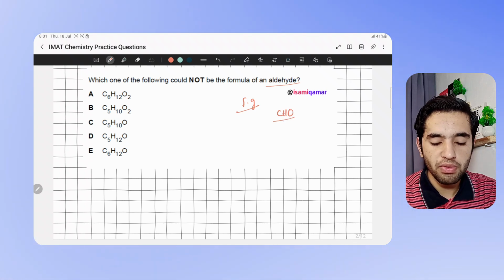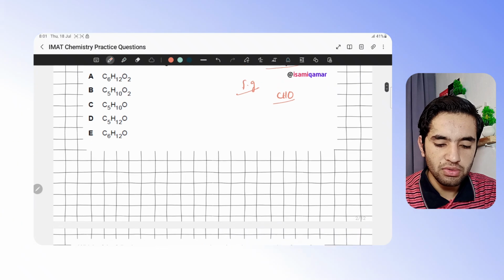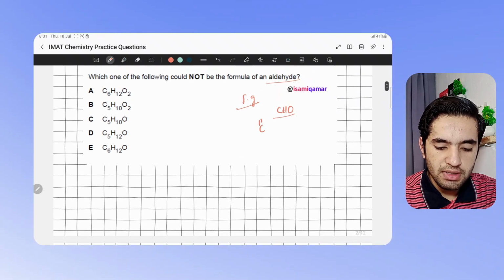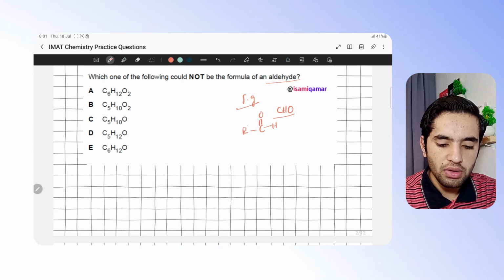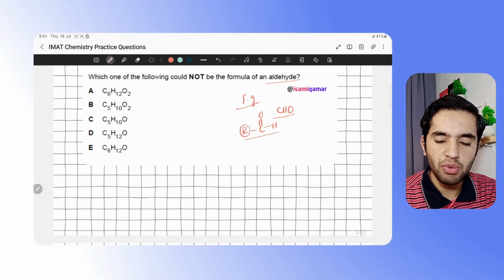This is the functional group of aldehyde. You can write it in this way also. It is just like this, C double bond O H, and here will be an alkyl group. This is a variable group, so it will make the length.